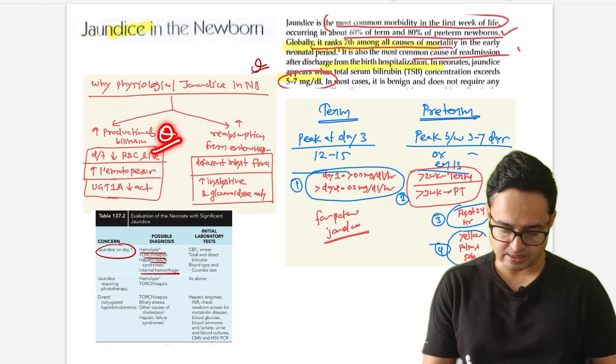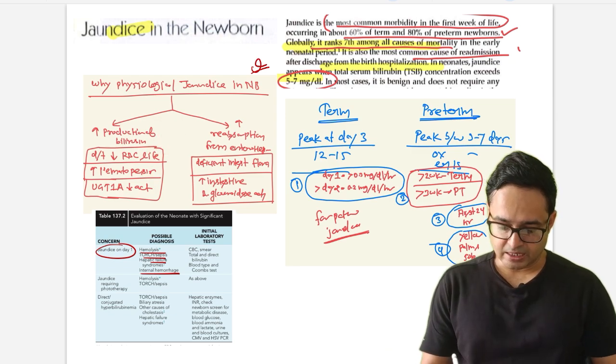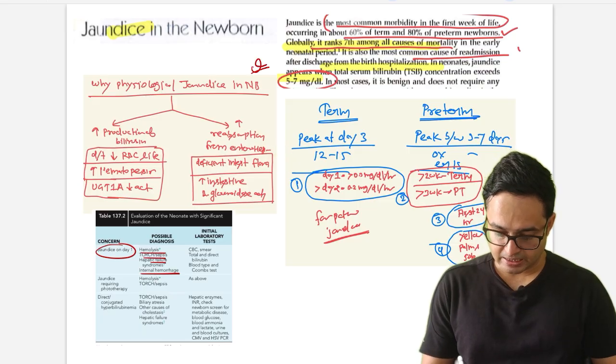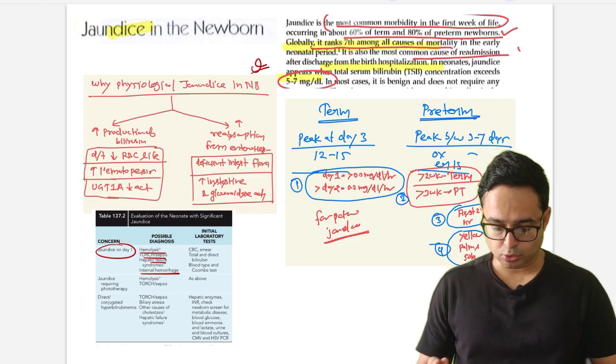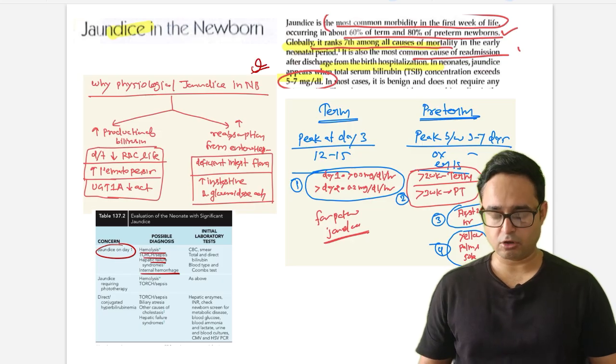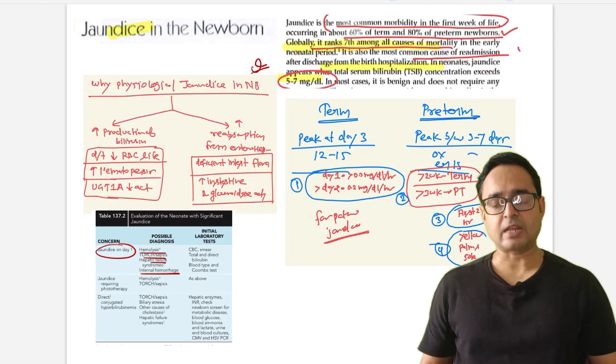It can be asked as a stand-alone MCQ. Also increased reabsorption from enterohepatic circulation, deficient intestinal flora, and increased intestinal beta glucuronidase activity. So you have to remember all the causes. They can ask an all of the above or none of the above type of question.